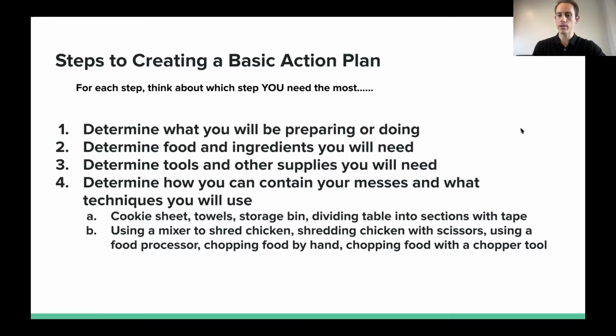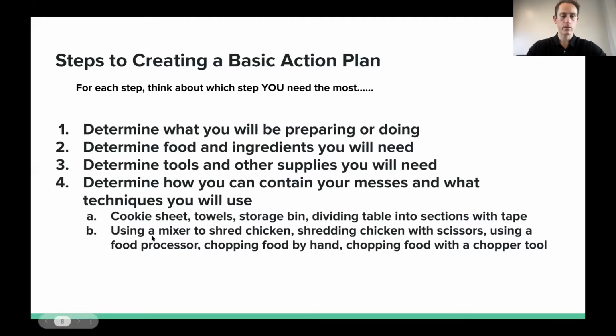Also, dividing the table into sections can be a good way to help contain your mess. You can do that by placing tape over the table or something to help you establish boundaries of where things are on the table. That might help you stay more organized, kind of like putting a towel down or a cookie sheet.